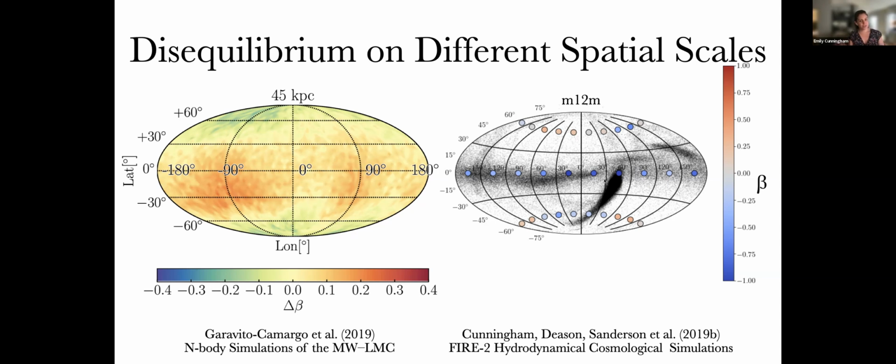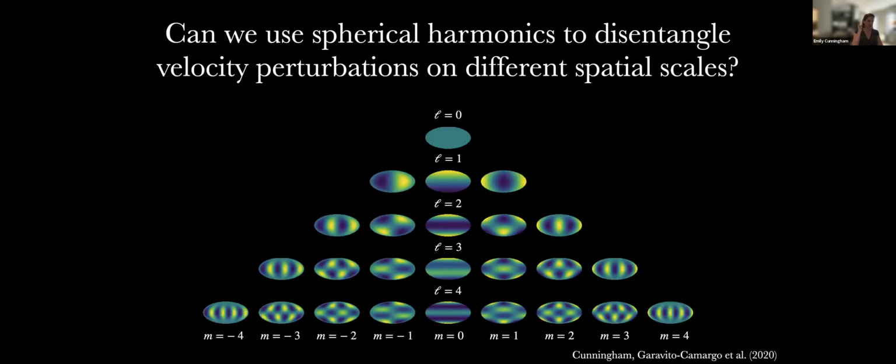And so the question that we had was, how do we disentangle disequilibrium on different spatial scales? If we want to measure this effect from the LMC, what do we do about the fact that we think there's all of this substructure in the halo? How can we disentangle these two effects? So this led to a paper that I collaborated with Nico Garavito-Camargo on, where we used spherical harmonics to disentangle the velocity perturbations on different spatial scales.